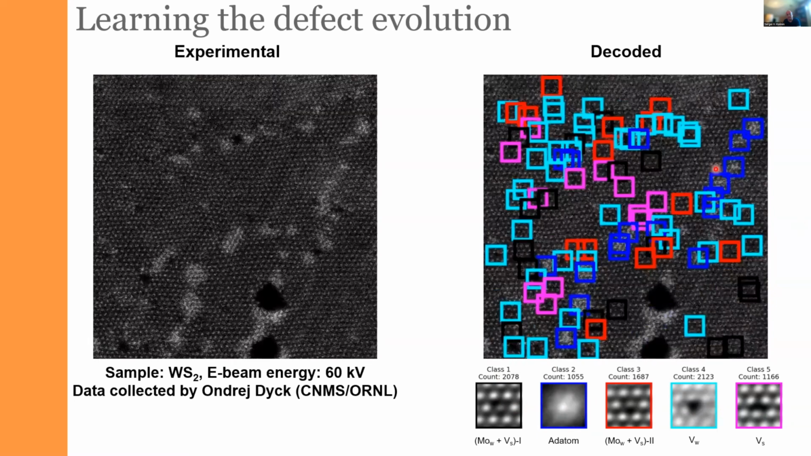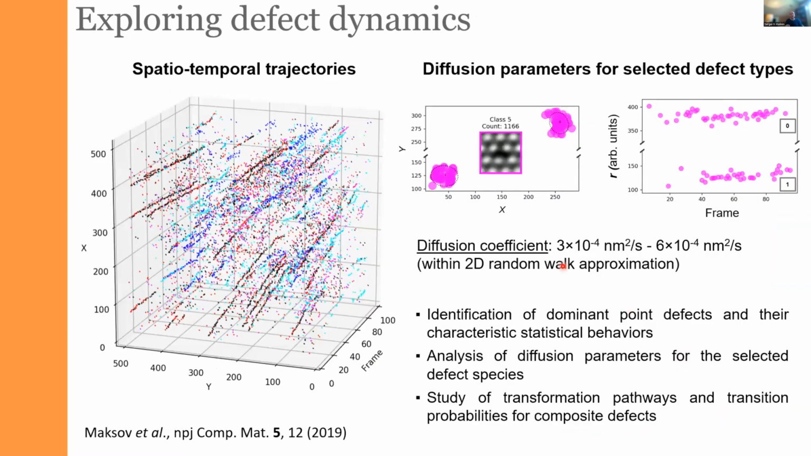And with this type of neural network, what we can do is take a movie of 100 frames and convert it into the space-time trajectories of the individual defects. So this looks a little bit psychedelic, so it's kind of difficult to understand what this image means. But basically, this is a trajectory of the different types of defects.